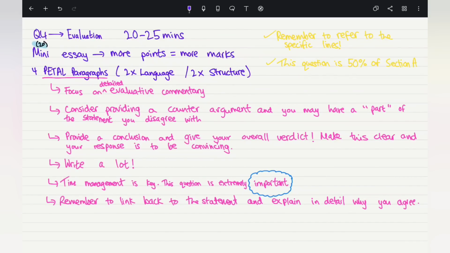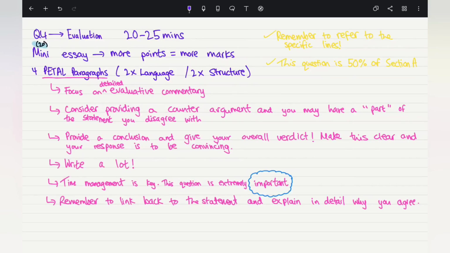So what I would recommend is to agree with the statement, because the statement they provide is plausible. So do not disagree with it, because you are making your life difficult. The second one, consider providing a counter argument, and you may have a part of the statement that you disagree with. And providing a counter is a great way to show in-depth evaluation.